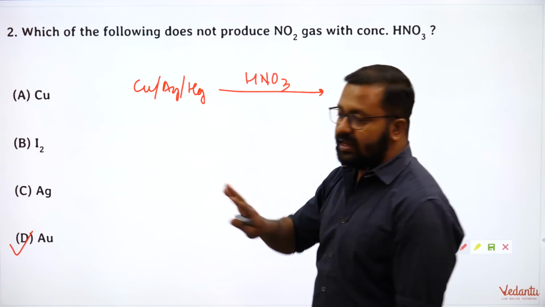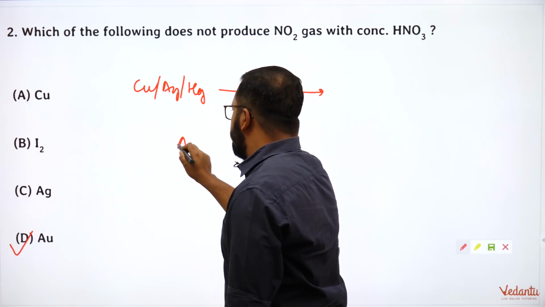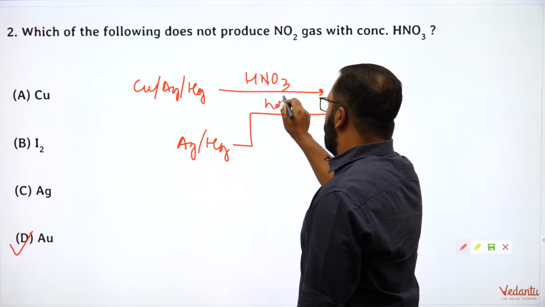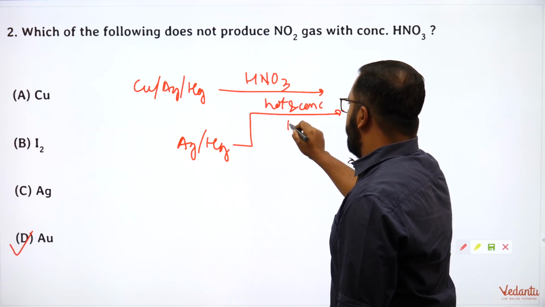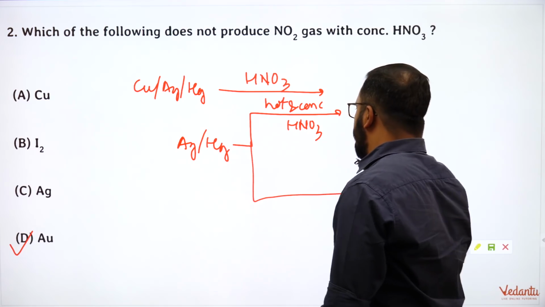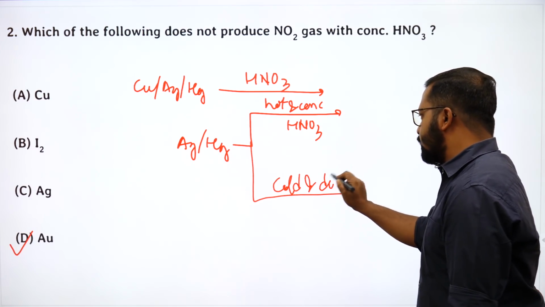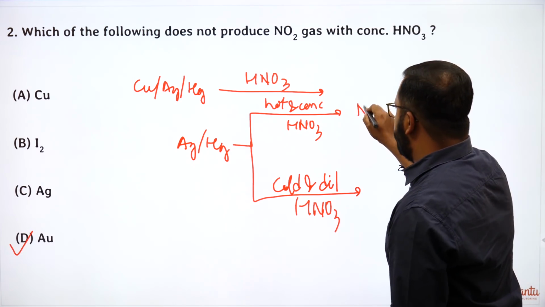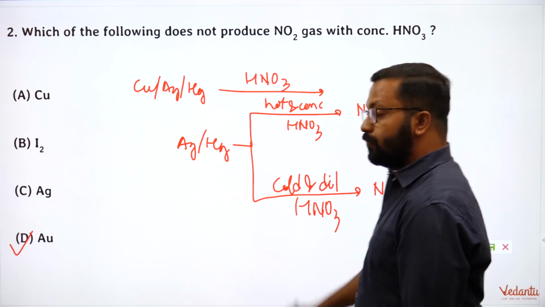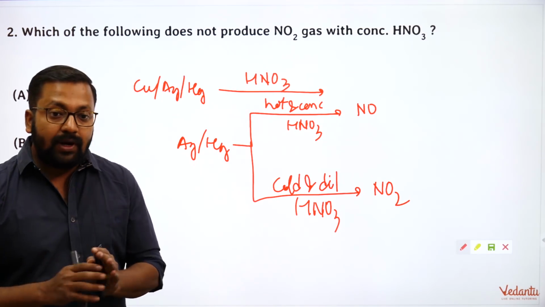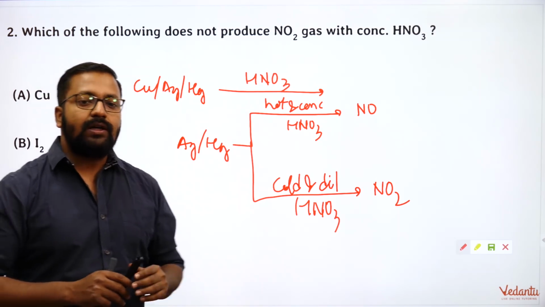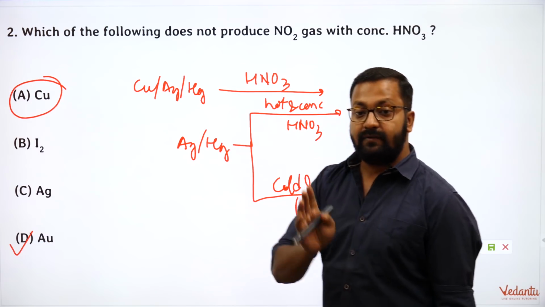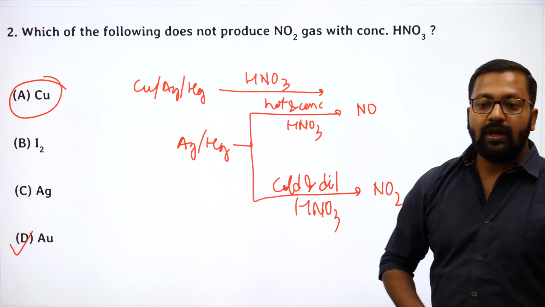Only Ag and Hg react, and the reaction goes like this. Ag and Hg will react with hot and concentrated HNO3 and cold and dilute HNO3, and hot and concentrated gives NO, while this will produce NO2. Please do remember that this is the outcome of the reaction. The answer to this question is Au. Please also remember the various conditions in which copper reacts. Okay, let's move on to the next question.